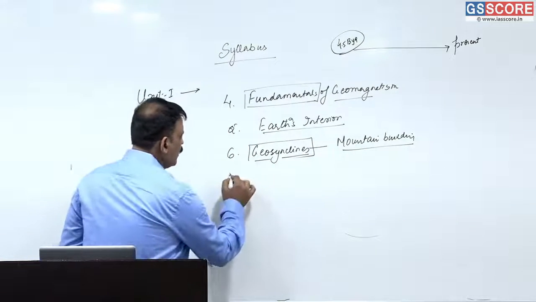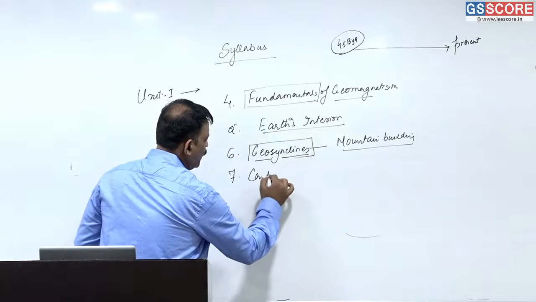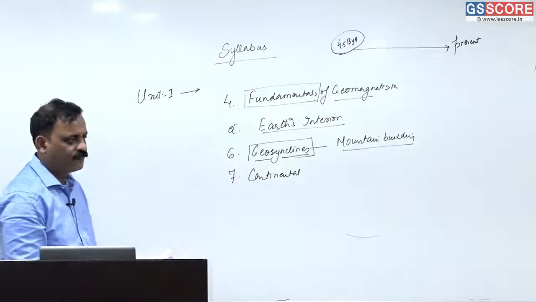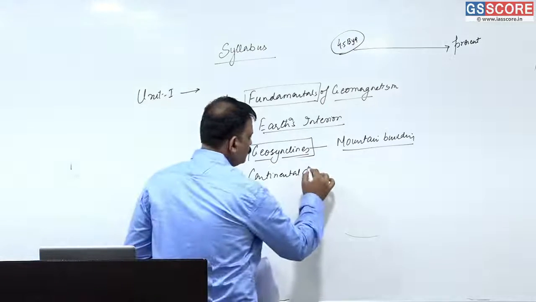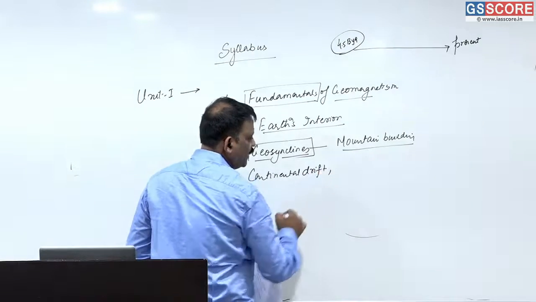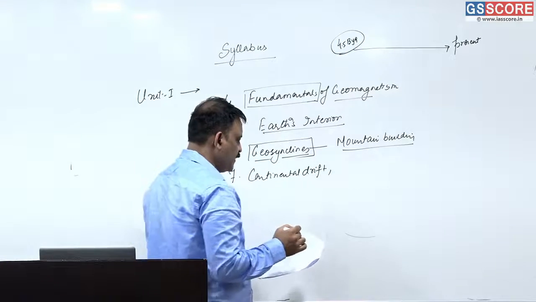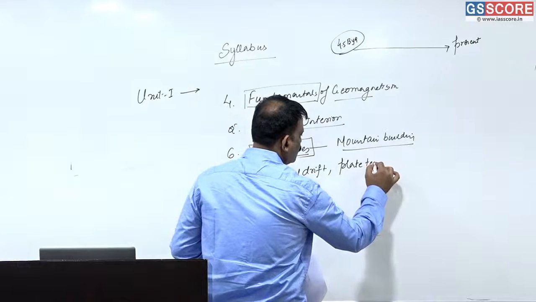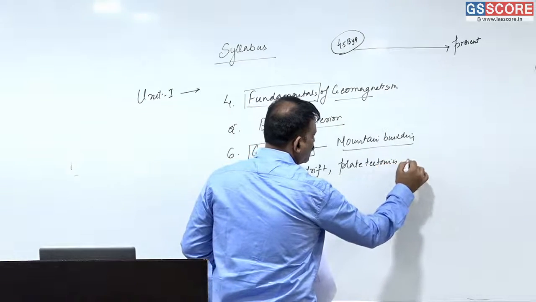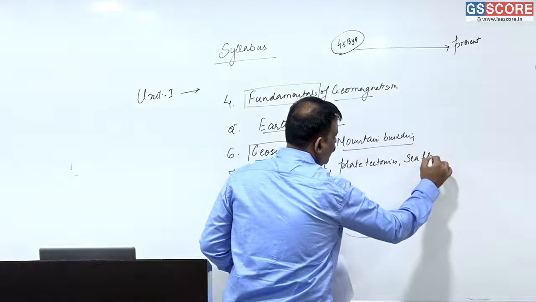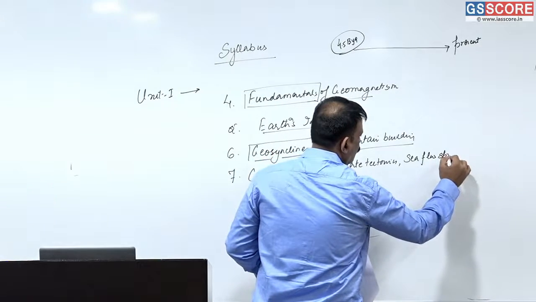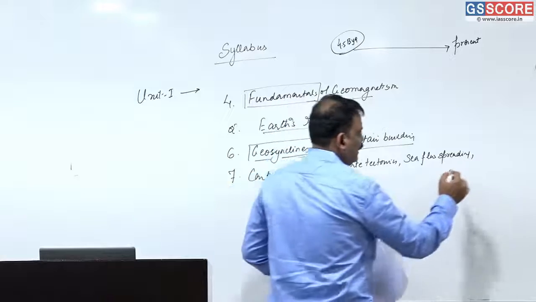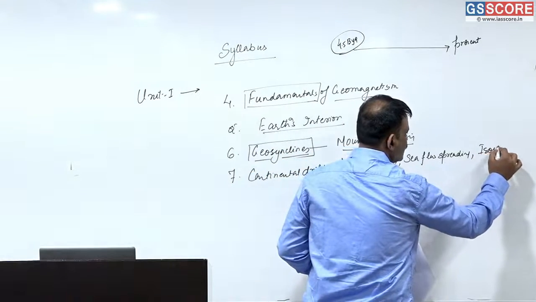Now the next important topic that you need to study is the continental drift. Okay, now there are 3 theories which you need to study. Continental drift theory, okay, and then you are expected to study about the plate tectonics. Okay, you are expected to study about the sea floor spreading. Okay, and another important theory of geomorphology is about isostasy.